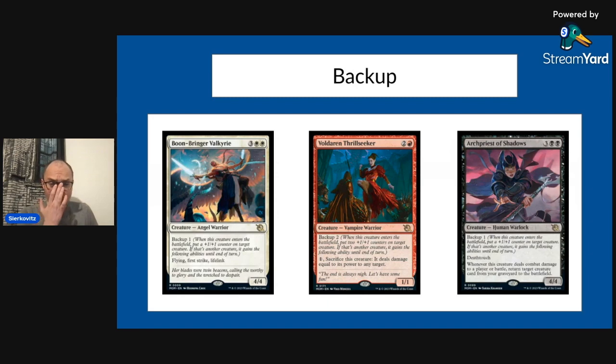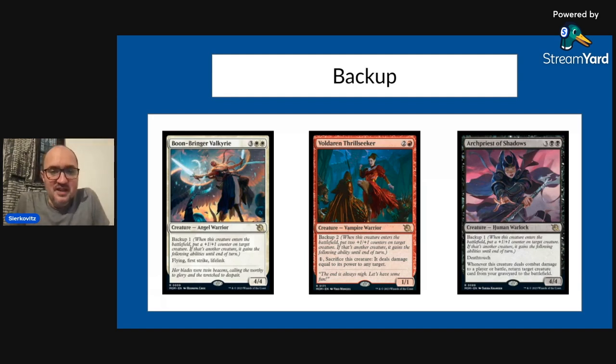But let's look at the second mechanic, and that's backup. Backup always has a number. So, for example, Boonbringer Valkyrie is a 5 mana Angel Warrior 4/4, 3 and a white in casting cost, and has backup 1.